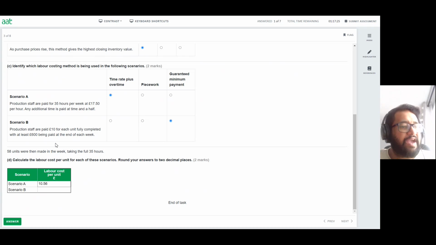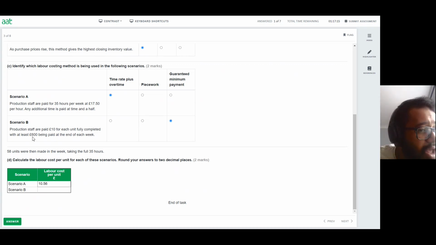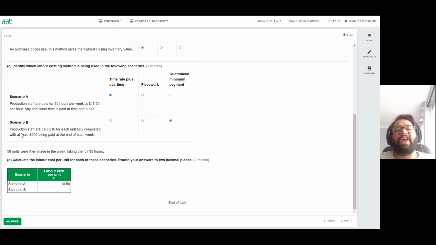Let's look at the next one. If they made only 58 units, what do you have to remember? If they're paid by piecework, they get 580 pounds. But it's not the case. Why? They get a minimum payment of 600. So instead of using 580, we use the minimum payment of 600 divided by 58 units, and that gives me 10 pounds and 34 pence. So here, 10 pounds 34 pence will be the answer.